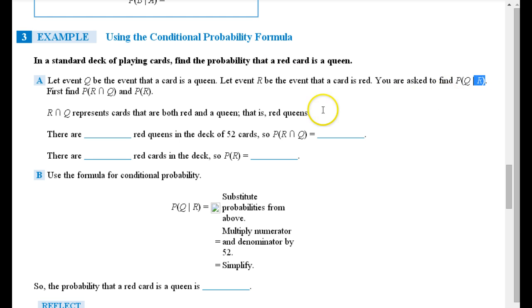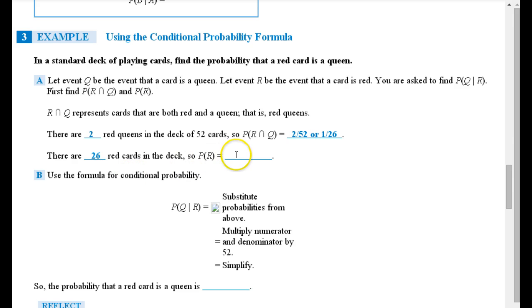So there are how many red queens in a deck of 52? Well, there's going to be 2 red queens. There's going to be a queen of hearts and a queen of diamonds. So the probability of that is 2 over 52, or 1 over 26. And then there are how many red cards in the deck? There are 26 red cards in the deck. So the probability of red is equal to 26 over 52, or 1/2.